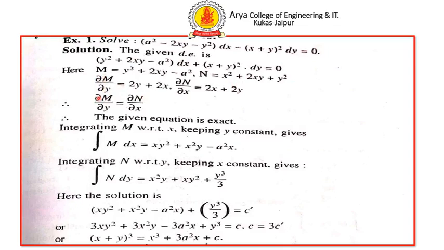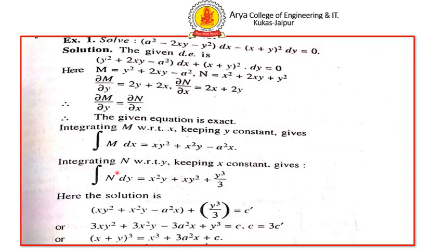Now we calculate del M upon del y and del N upon del x. Here we see that del M upon del y is equal to del N upon del x, so the given equation is an exact differential equation. To solve it, we first calculate integral of M dx, integrating M with respect to x, keeping y as constant. After integrating, we get the value, which is taken to be u.